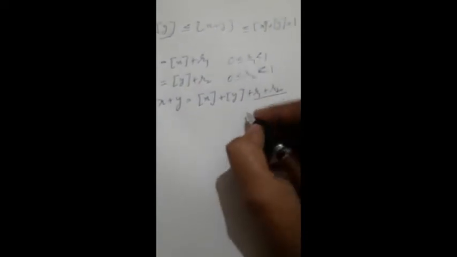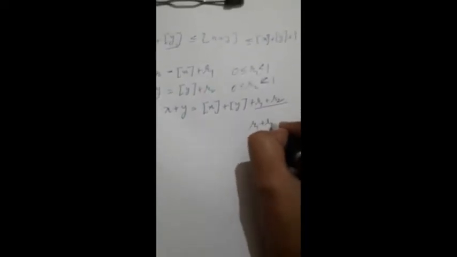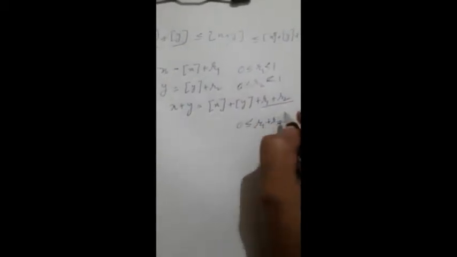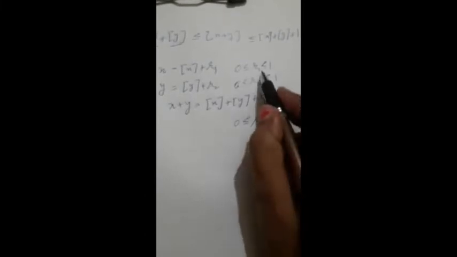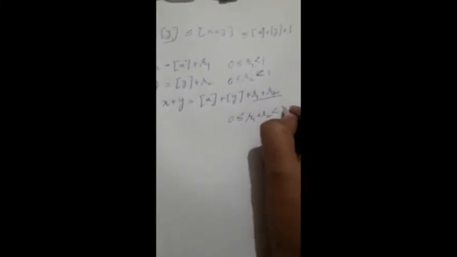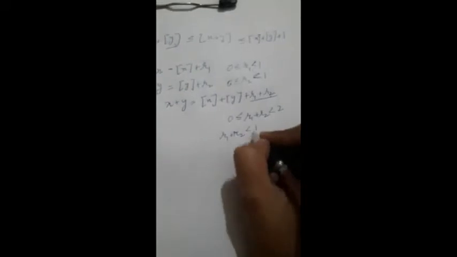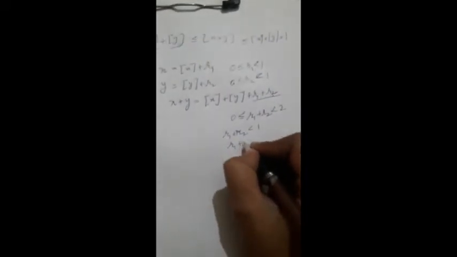Now what about r1 plus r2? Both numbers are greater than or equal to 0, so their sum is also greater than or equal to 0. Both are less than 1, so their sum is less than 2. We break it into two parts: either r1 plus r2 is less than 1, or r1 plus r2 is greater than or equal to 1.